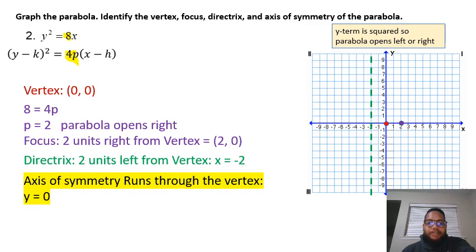Next, we have our axis of symmetry, which is going to run through the vertex and the focus. So that's at y equals 0.